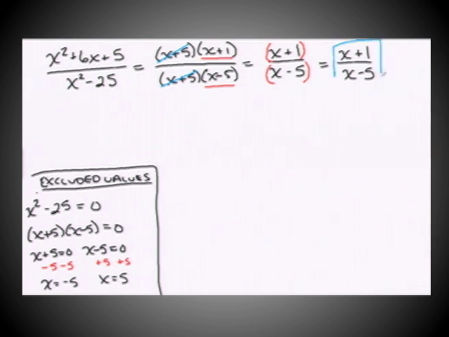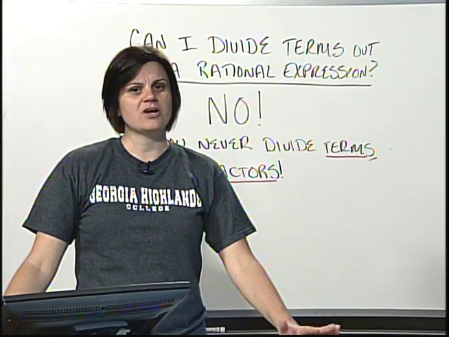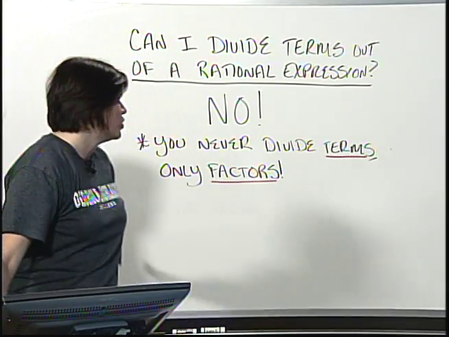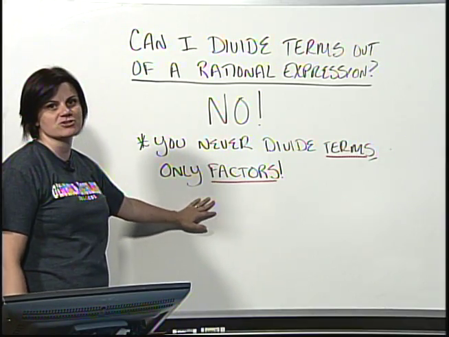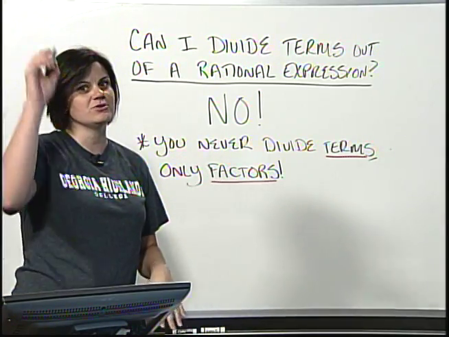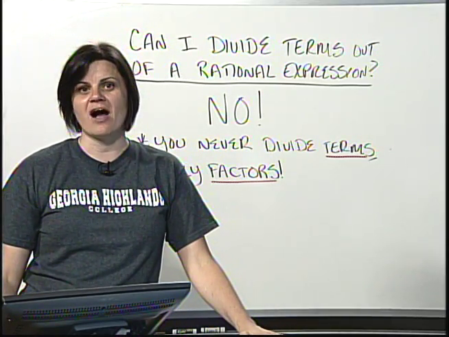And x plus 1 divided by x minus 5 is the final simplified form of x squared plus 6x plus 5 divided by x squared minus 25. I hope that this has been helpful for you to understand that you never divide terms, you only divide factors. So don't be tempted to cross through those x's if they're not actually factors, but rather terms.